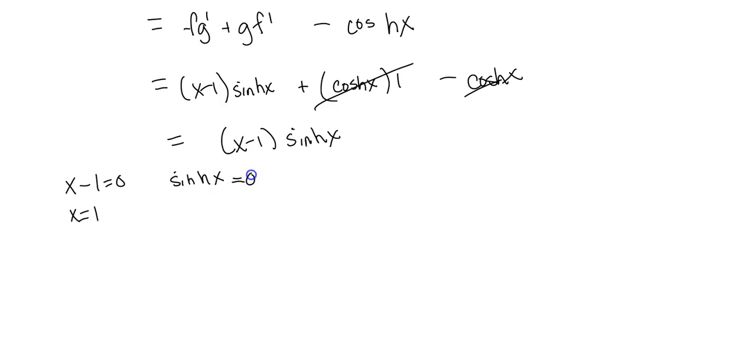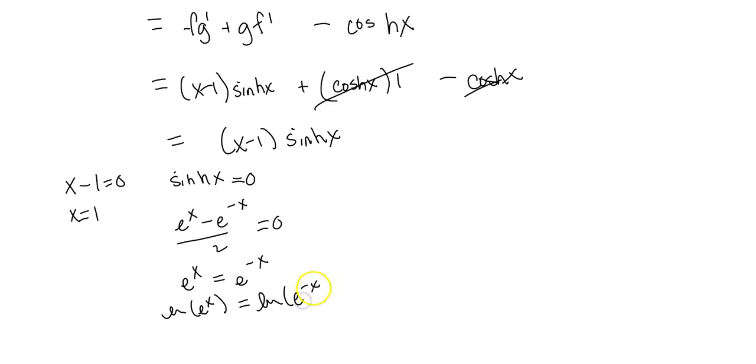This other one is actually e to the x minus e to the negative x over 2 equal to 0, and the only place where this is going to be equal to 0 is if e to the x equals e to the negative x. So if I were to take the natural log of both sides, that tells me that x has to be equal to negative x, which means x equals 0. So I might be able to do the second derivative test here.